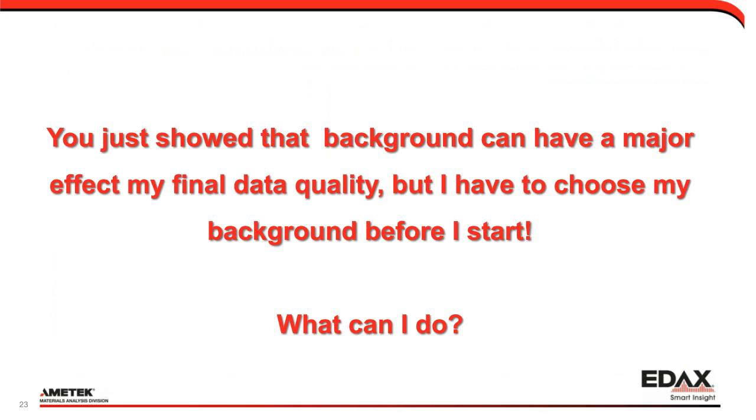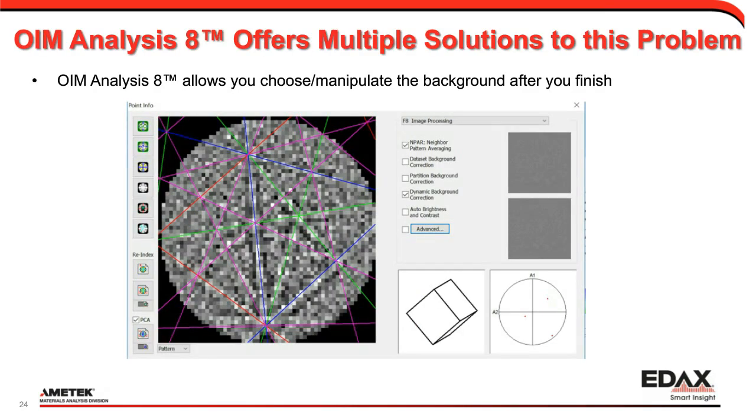So I can see that this, again, has a major, major effect on my data, but I have to basically choose a background before I start. Well, what can I do about that? And that, I think, is one of the keys of some of the new toys in OIM Analysis that have really changed how I collect my data itself, because I can actually choose and manipulate that background after I've finished now.